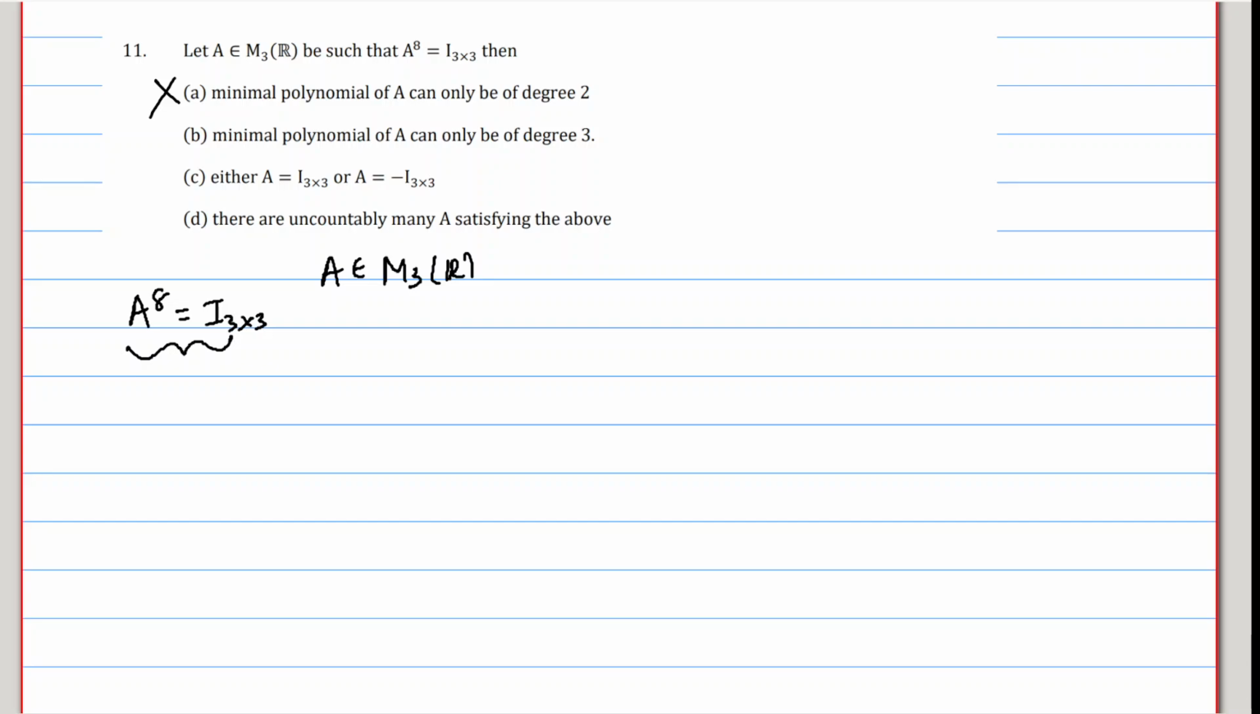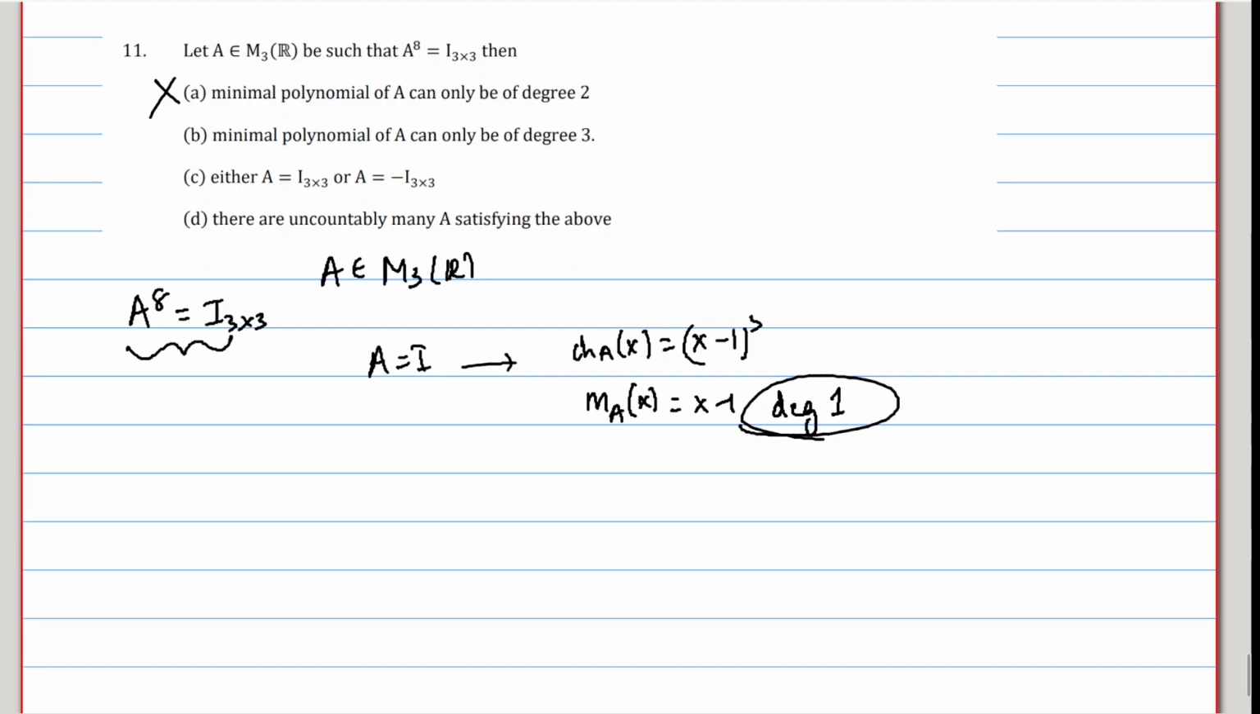Yeah, that's true. In fact, if you take A equal to I, the characteristic polynomial will be x minus 1 whole cube. What will be the minimal polynomial? x minus 1, right? Which has degree 1. That means both options A and B are false.